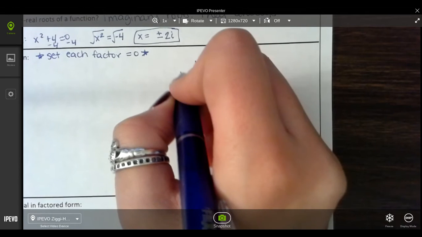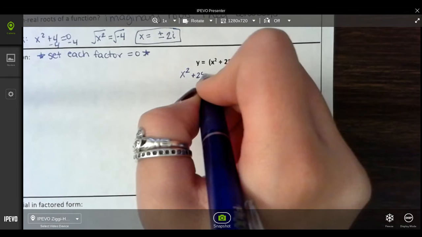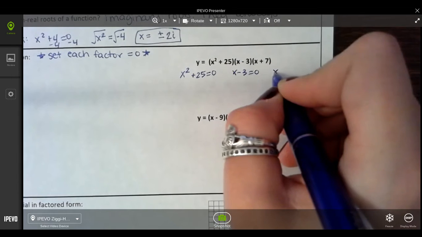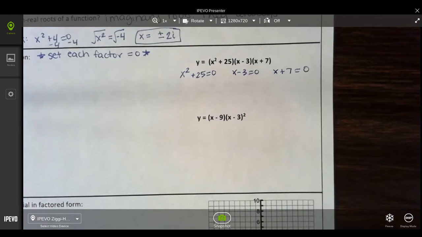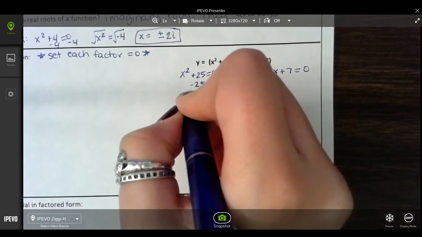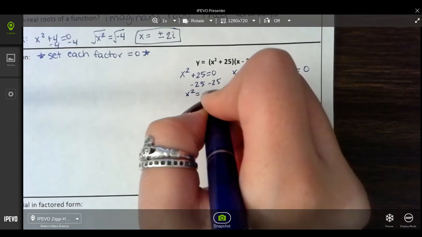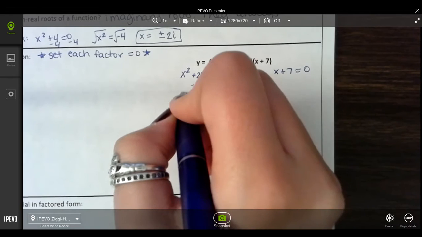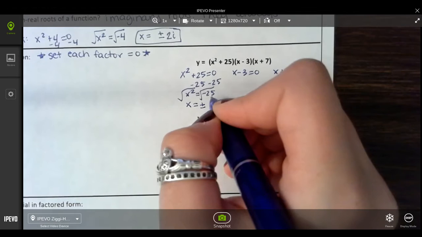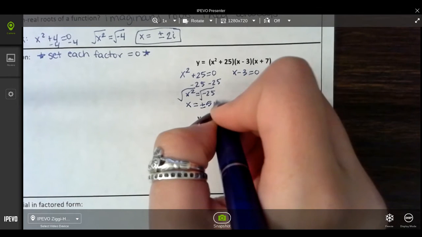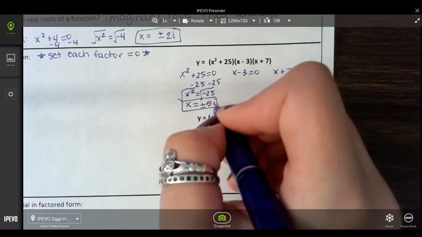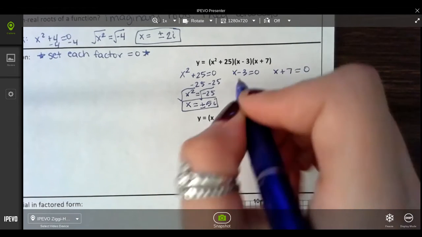Let's set these equal to 0. X squared plus 25 equals 0. X minus 3 equals 0. X plus 7 equals 0. Solve for x on both sides. Subtract 25. X squared equals -25. When I take the square root of both sides, x equals plus or minus. Well, the square root of -25 is going to be 5i. So I have 2 roots right there. Those are my imaginaries. I got plus or minus 5i.